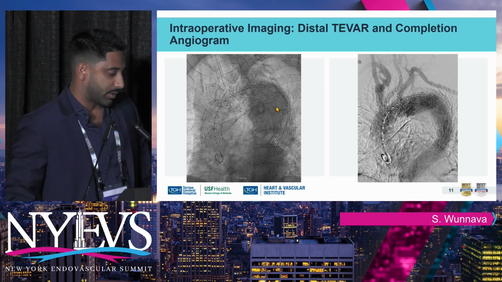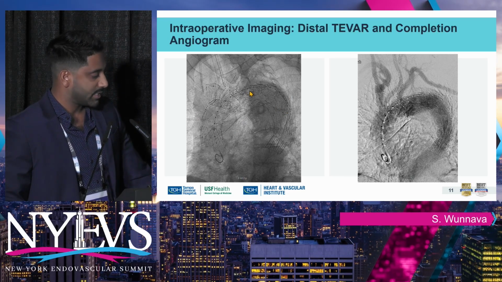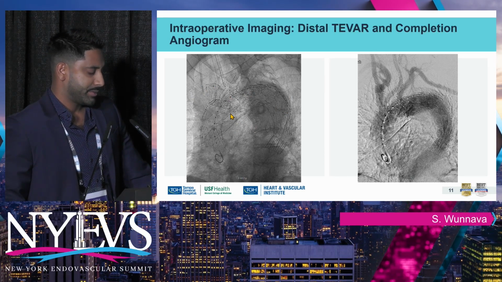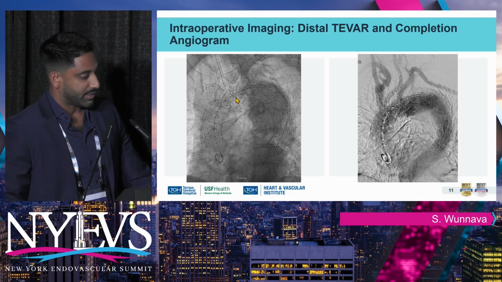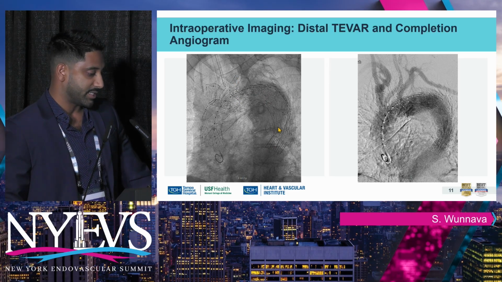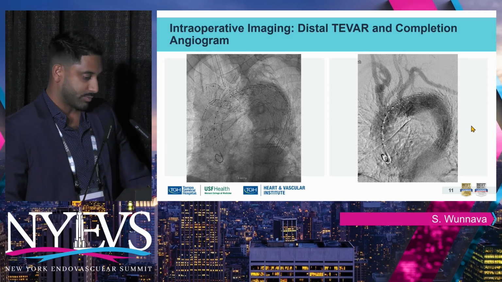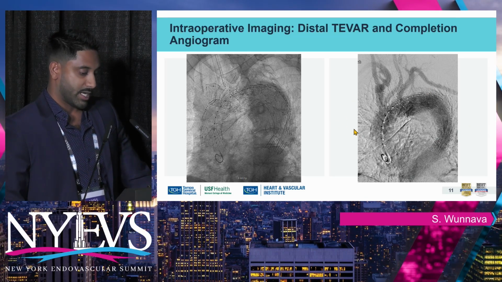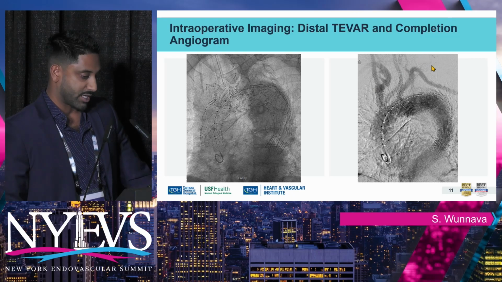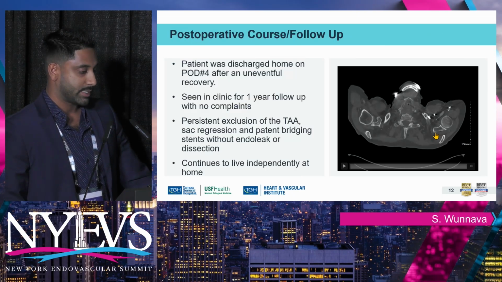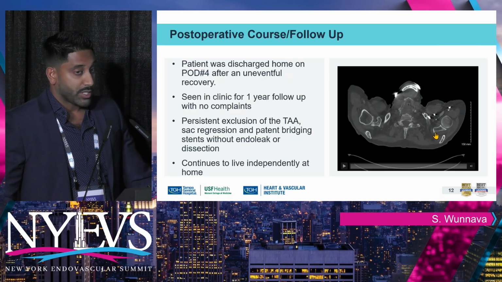So the next picture here just shows all of our stents, the innominate, the left common carotid, and the left subclavian, along with our distal sealing TX2. This is the TX2 system again, and then here's our completion angiogram, which shows filling of all the great vessels, no evidence of any kind of endoleak, no dissection in any of the vessels, and good wall apposition of our stents. Post-operatively, the patient did really well.